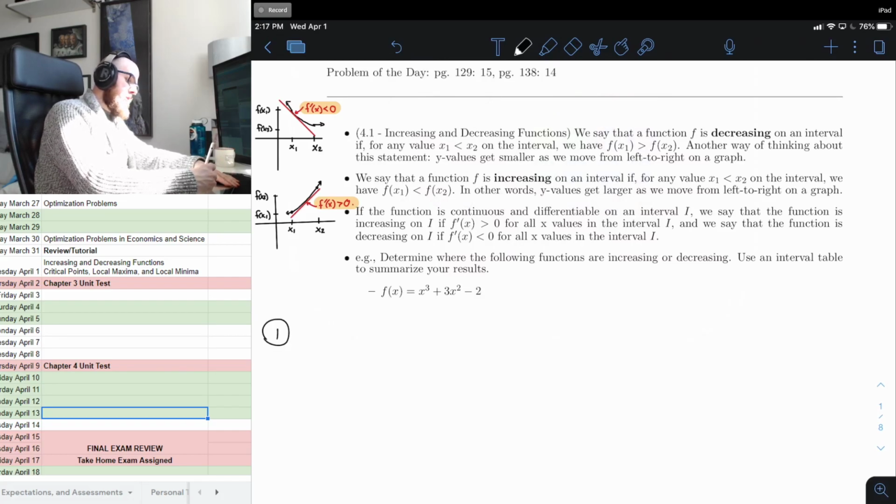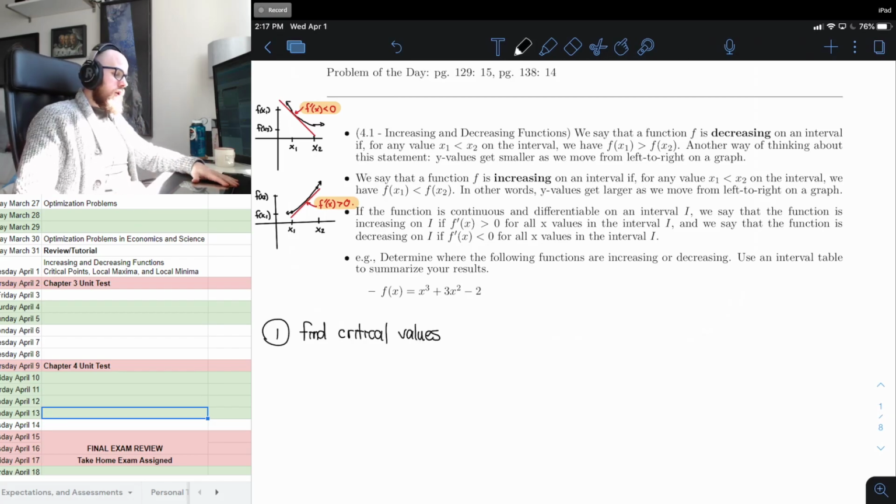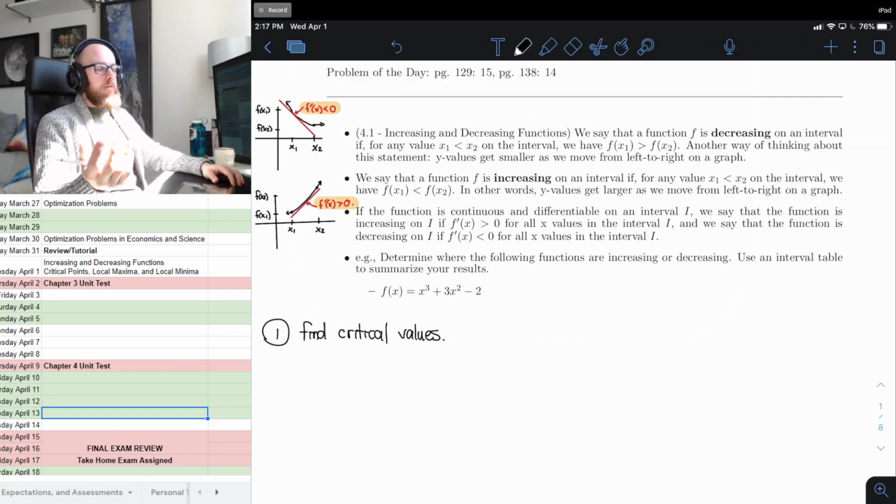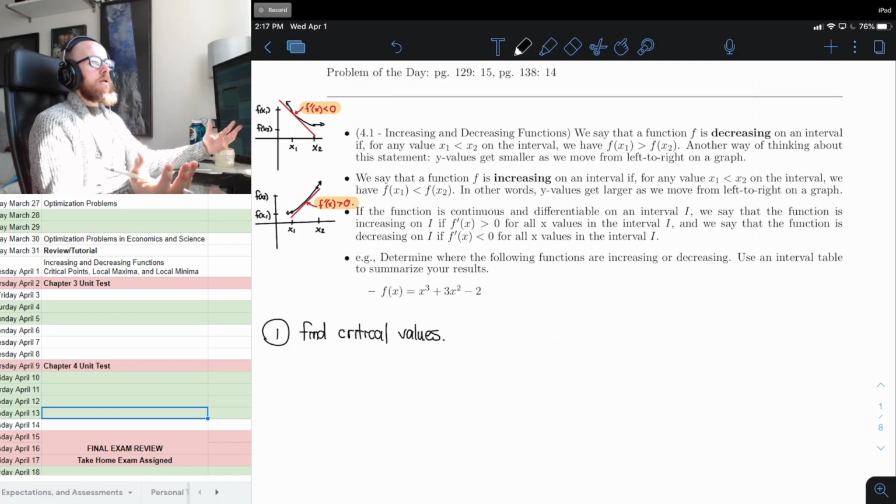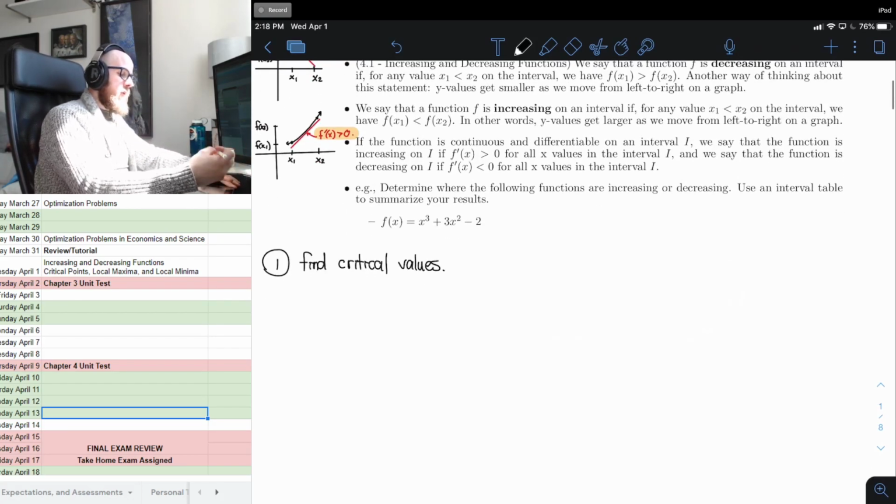Step 1 is going to be to find the critical points, or find critical values. Finding critical values, again, we saw that last chapter. We do it every single time we do an optimization problem. We take the derivative, we set the derivative equal to 0, and then we solve for the values of the variable. So f prime of x in our example here is 3x squared plus 6x.